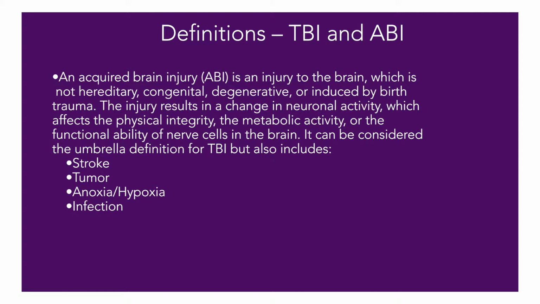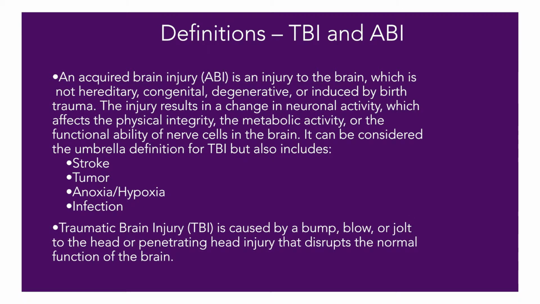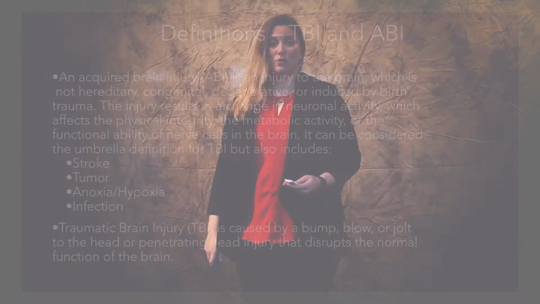The CDC then defines a traumatic brain injury, commonly referred to as a TBI, as an injury that disrupts the normal function of the brain that can be caused by a bump, blow, or jolt to the head, or a penetrating injury. The term acquired brain injury can really be thought of as an umbrella term that includes TBI, but also includes injuries such as stroke, tumor, anoxic brain injuries, and infection. For the purposes of this talk, I will focus only on TBI.